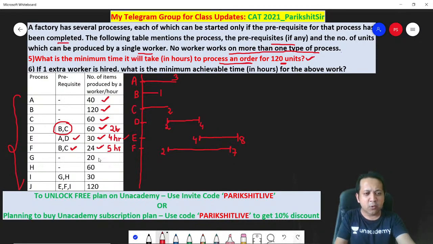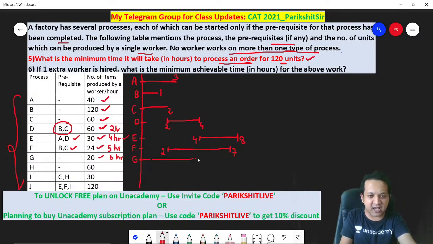Next, G. 120 units of G, 20 units per hour. So 6 hours. There is no prerequisite. So obviously, G can start from the very time zero. It doesn't depend on anything else. So from 0, it will take 6 hours. So can I say 0 to 6?